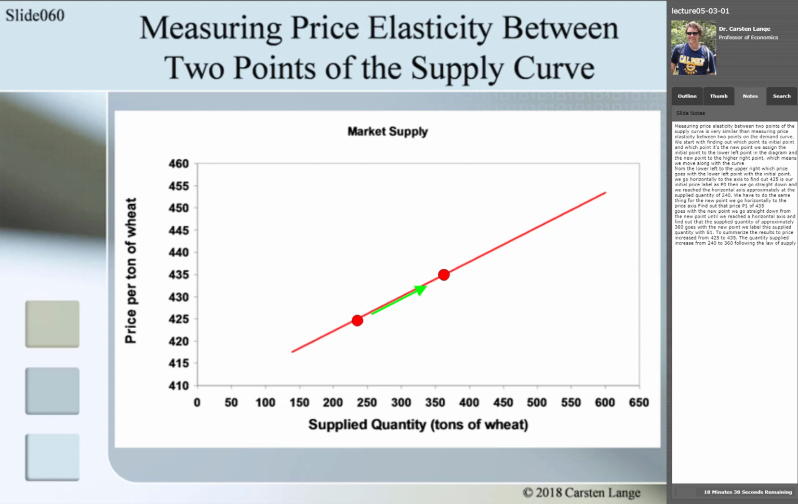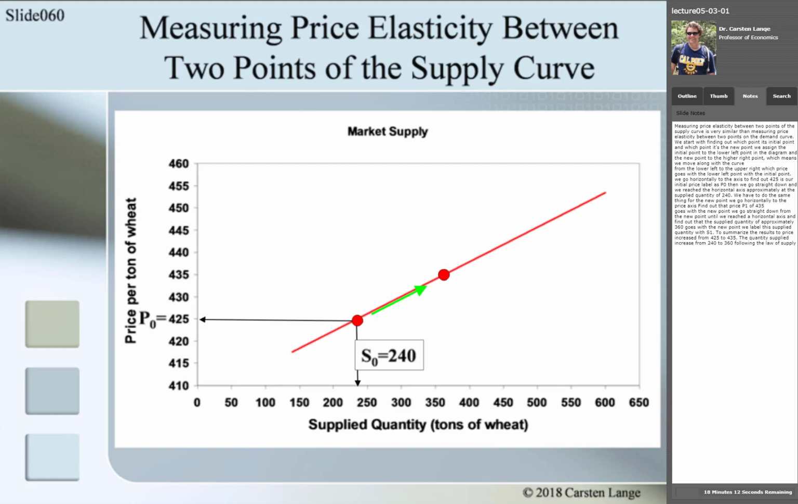Which price goes with the lower left point, with the initial point? We go horizontally to the axis and find out 425 is our initial price labeled as P0. Then we go straight down and we reach the horizontal axis approximately at a supplied quantity of 240.